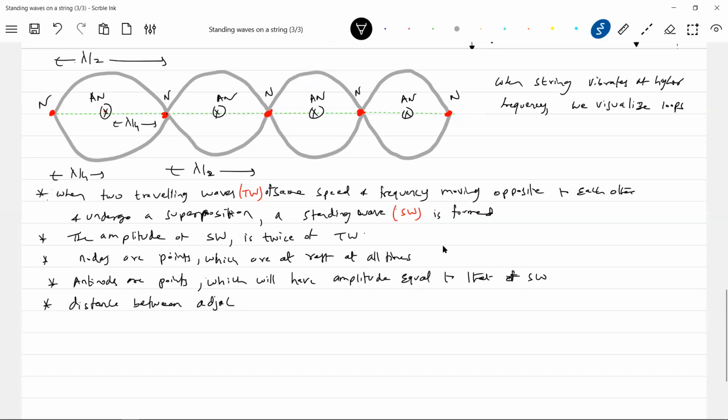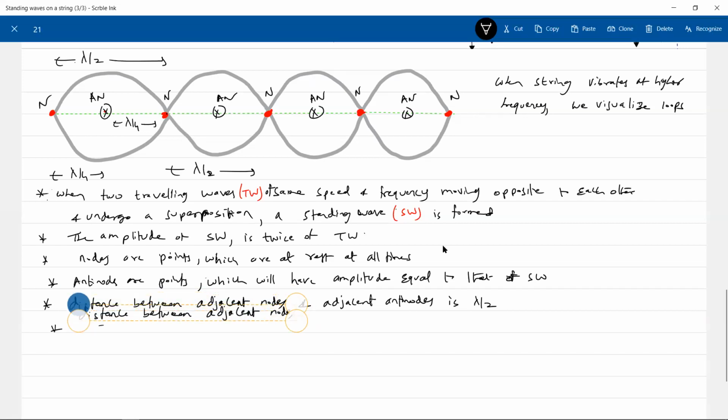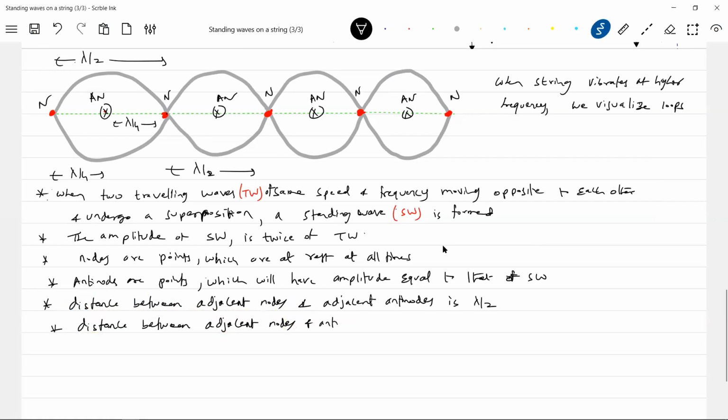The distance between adjacent nodes and adjacent antinodes is lambda by 2. Next again, the distance between an adjacent node and antinode is lambda by 4. So this will help us to locate where they will be. The distance between adjacent nodes or adjacent antinodes will be lambda by 2, and between a node and an antinode it will be lambda by 4. Next again.